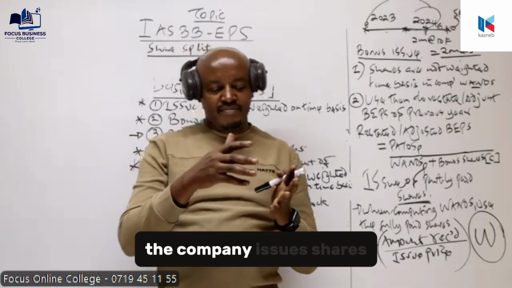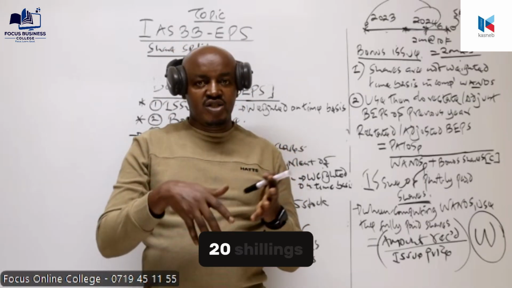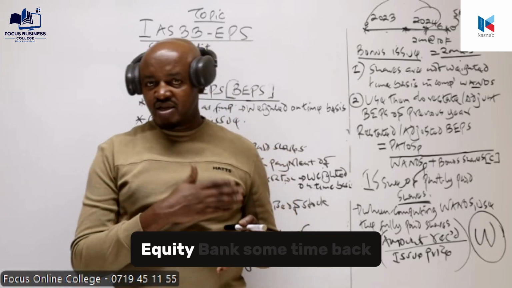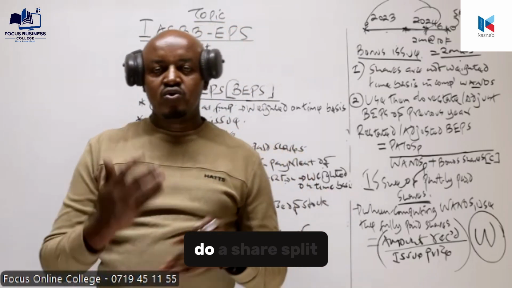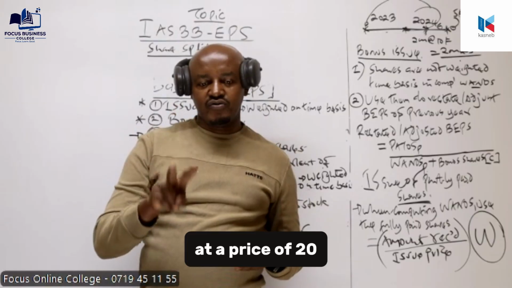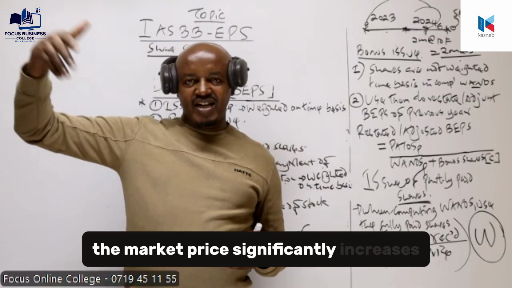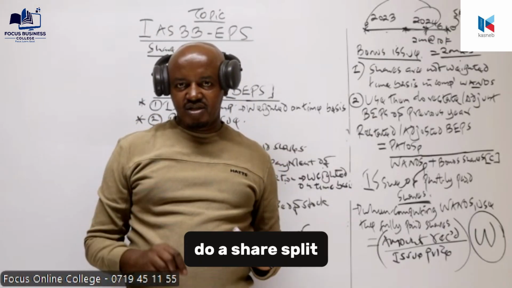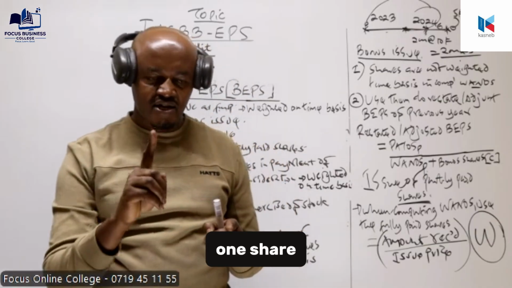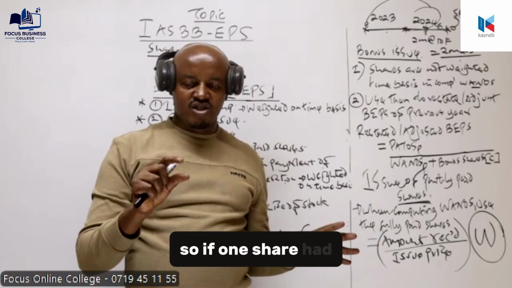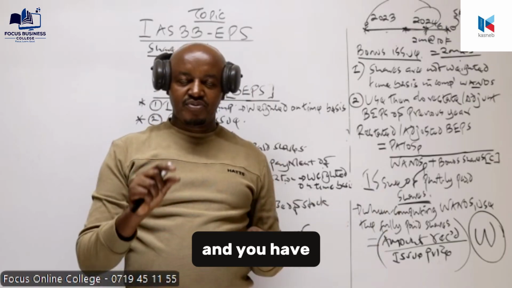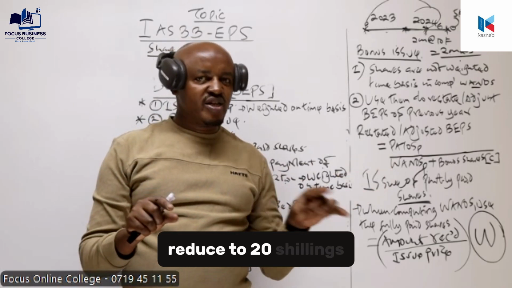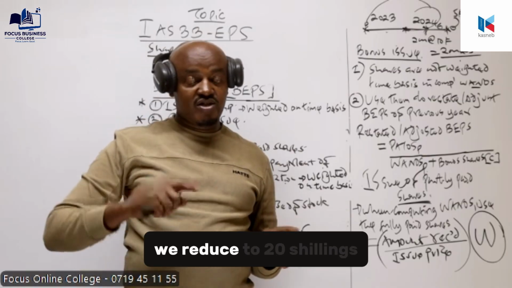You may see a scenario whereby the company issued shares at a price of 20 shillings, but after 1 year, the shares are trading at 200. I think that happened with Equity Bank some time back. They had to do a share split. If you issued shares at a price of 20 and the market price significantly increases to something like 200, it is advisable to do a share split. A share split means you may take one share and split it into 10. So if one share had a market price of 200 and you have split that one share into 10 shares, the price per share will reduce to 20 shillings.